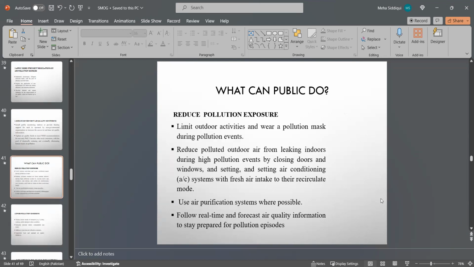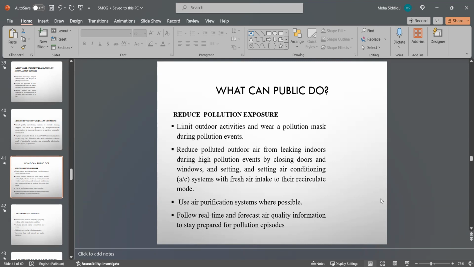Now, what can the public do? First, reduce pollution exposure. Limit outdoor activities and wear a pollution mask during pollution events. Reduce polluted outdoor air from leaking indoors during high pollution events by closing doors and windows and setting air conditioning systems with fresh air intake to their recirculate mode.